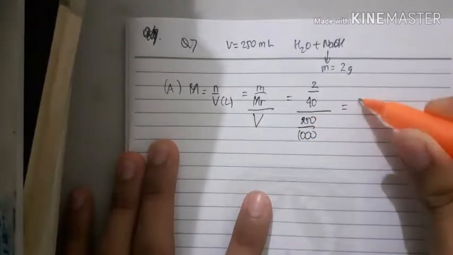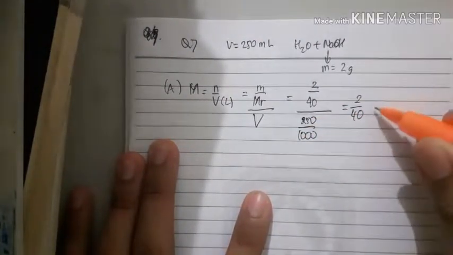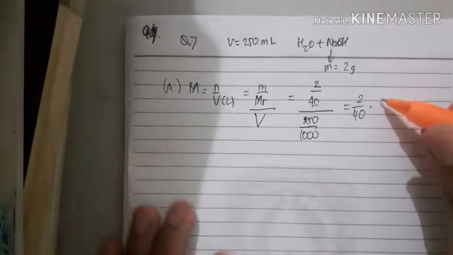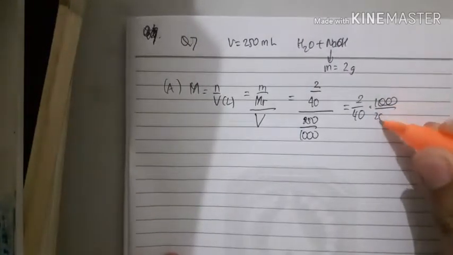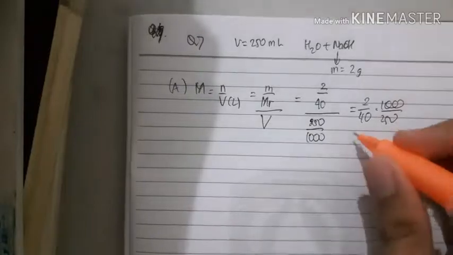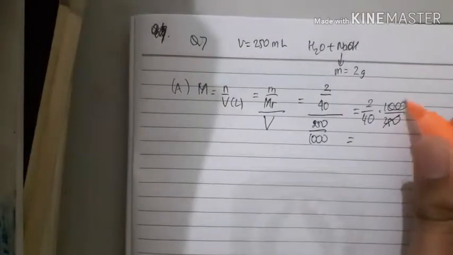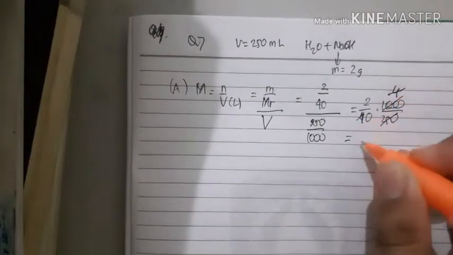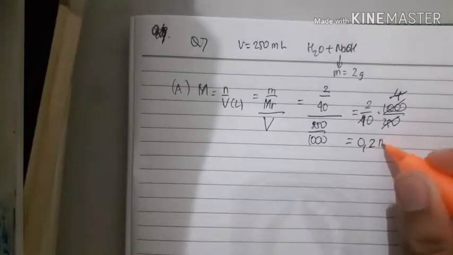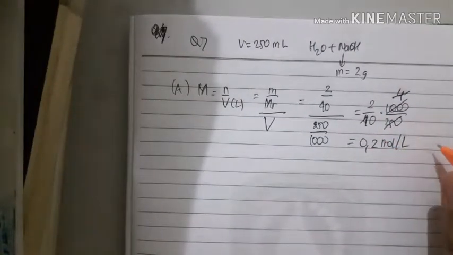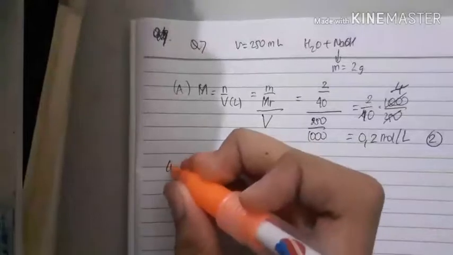Okay, so we just change it into 2 over 40 times 1000 over 250. So we just cross this out. So the answer is 0.2 mole over liter. So the answer is option 2.